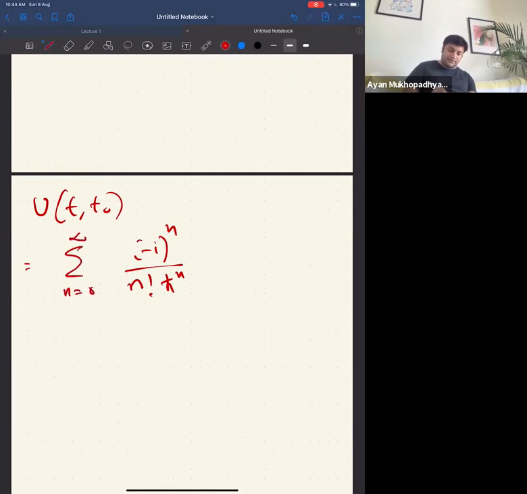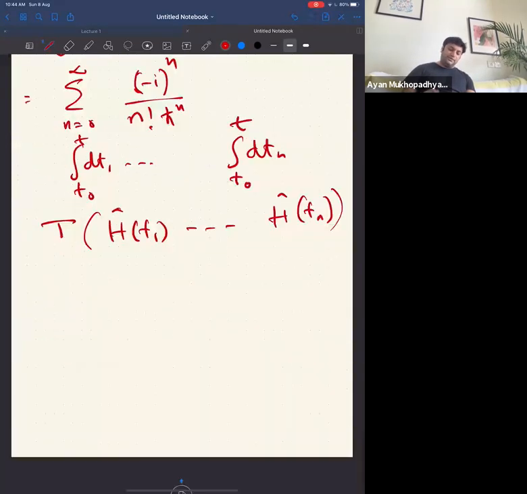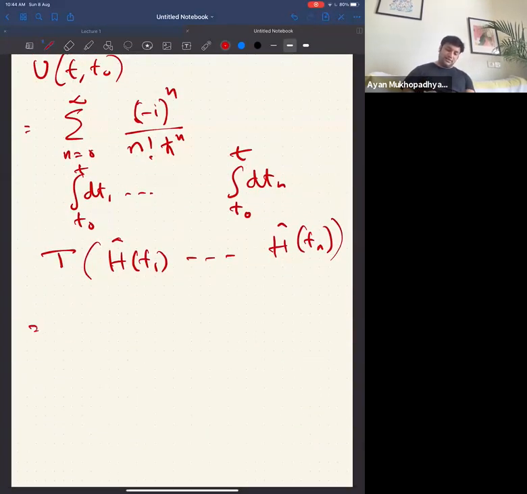So I can write the sum from n equal to 0 to infinity of minus i to the power n over factorial n, and then there is dt1 to dtn. Now all of these integrations go from t naught to t, and then I have the time ordering of H(t1) to H(tn). This is often also written in a shorthand notation, which is the time-ordered exponential. So what he said was correct, except that he forgot to put the time ordering here.